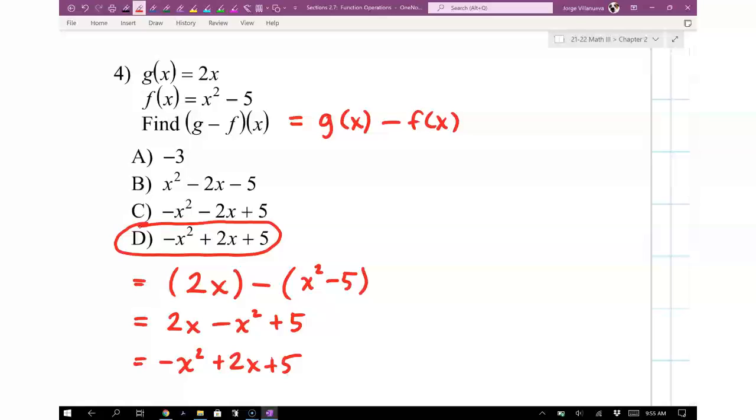You just got to know how to utilize the definitions, and then of course you have to know how to combine like terms. That's the most important part, right? That you can combine like terms. If you can do that, you should be good. Okay? So that would be question number 4.